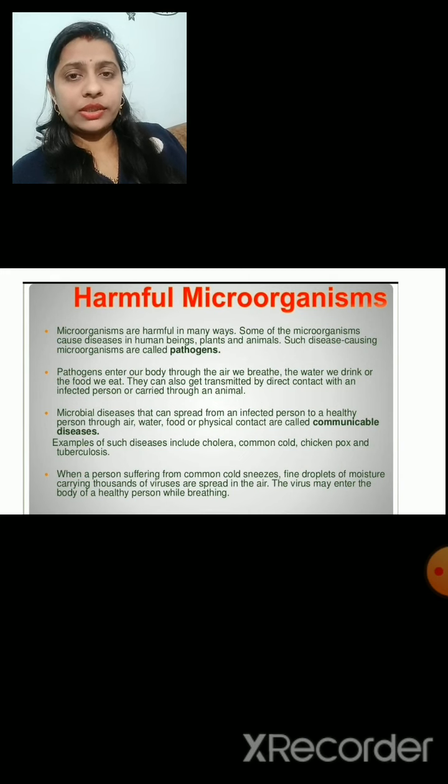But besides these uses, microorganisms are also harmful for us because they cause many diseases in animals as well as in plants. The microorganisms responsible for causing diseases are called pathogens, and these pathogens enter our body through the air we breathe, the water we drink, and the food that we eat. They can also be transmitted through a person suffering from the disease, and so we can also get affected.